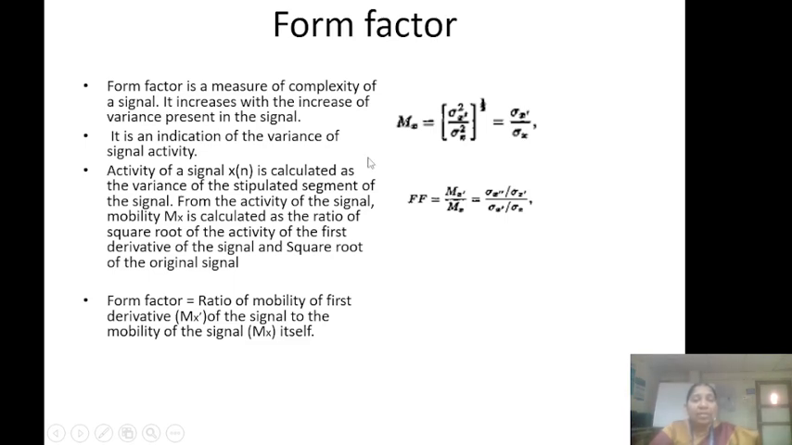The activity of the signal is calculated here as mx, which is defined as the square root of the activity of the first derivative of the signal divided by the square root of the activity of the original signal. The form factor is again calculated using the formula mx dash divided by mx, that is, the ratio of the mobility of the first derivative of the signal to the mobility of the signal itself.